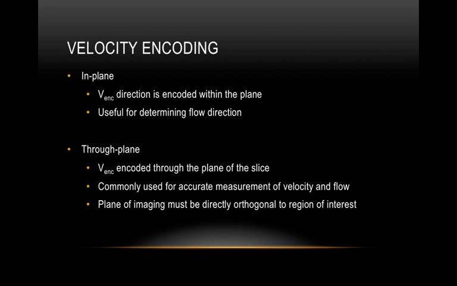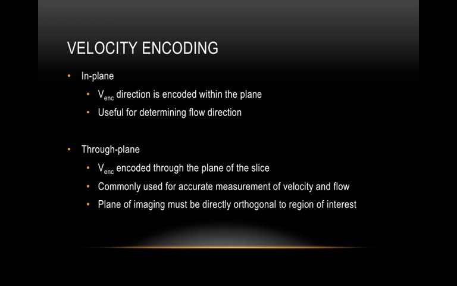Velocity encoding can be performed in the in-plane or through-plane method. In the in-plane method, basically what we're able to do is look and determine the direction of flow. So if we have eccentric jets, it's a good idea to look at the in-plane velocity images to be able to predict the direction. However, the majority of the time we're going to be using through-plane imaging, and this is the technique that we'll use when we actually want to do quantification.